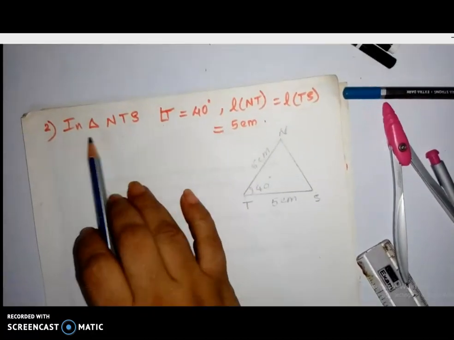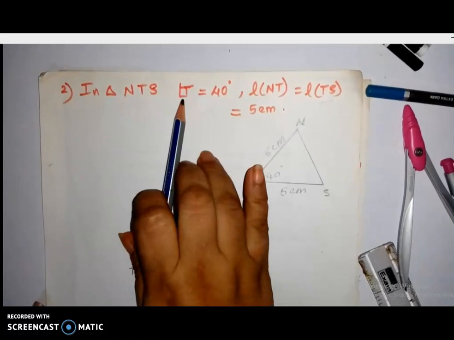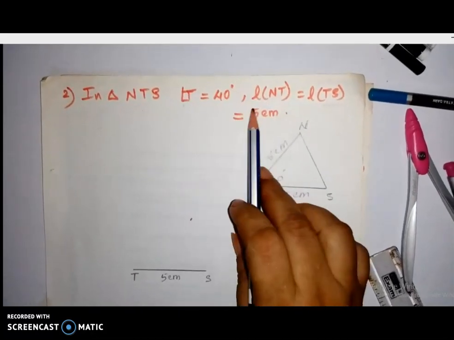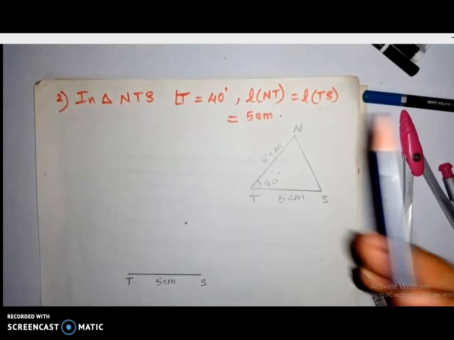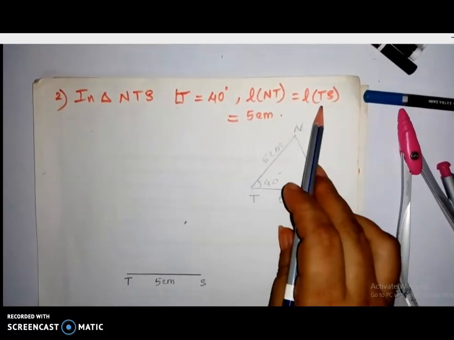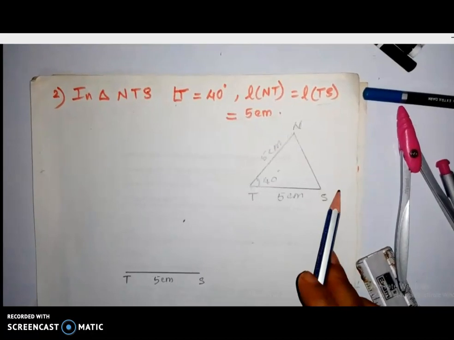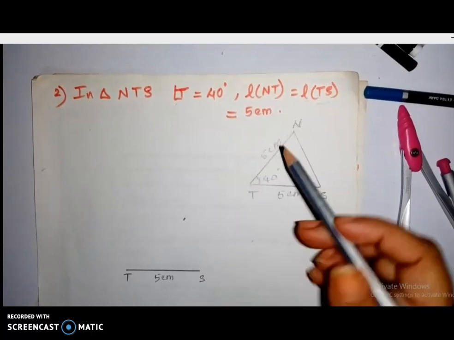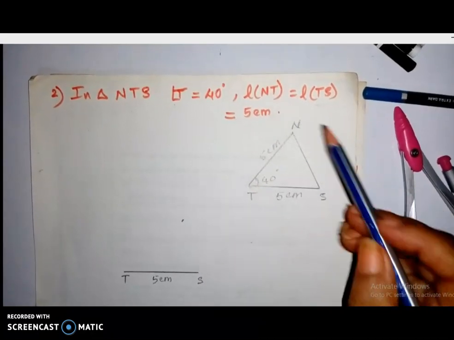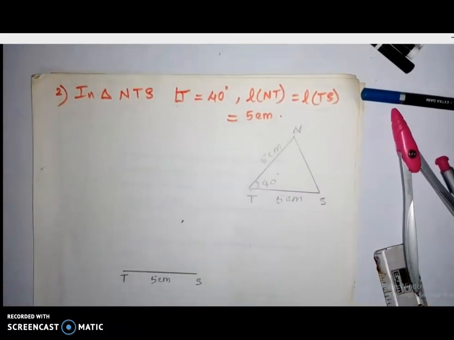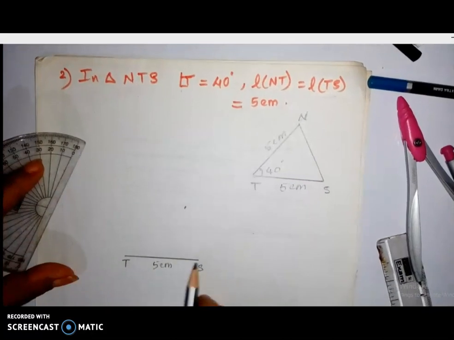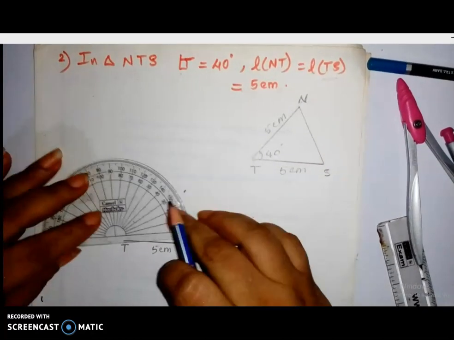Question number 2. In triangle NTS, angle T is 40 degree and length of NT and TS both are equal to 5 centimeter. Since angle T is given, we are taking TS as the base, 5 centimeter. From here we will measure angle T equal to 40 degree and length of TN is 5 centimeter. So I have drawn the base here, TS equal to 5 centimeter.